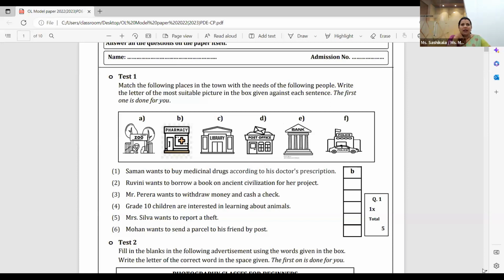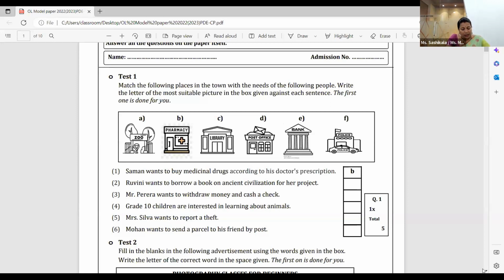Okay, while you are doing it, I will read it for you. Second one is, Ruvini wants to borrow a book on ancient civilization for her project. The keyword here is borrowing a book. A book can be borrowed only from one place. You can buy a book if you go to a bookshop, but here the keyword is borrow a book. So you must remember, where do we borrow books from?